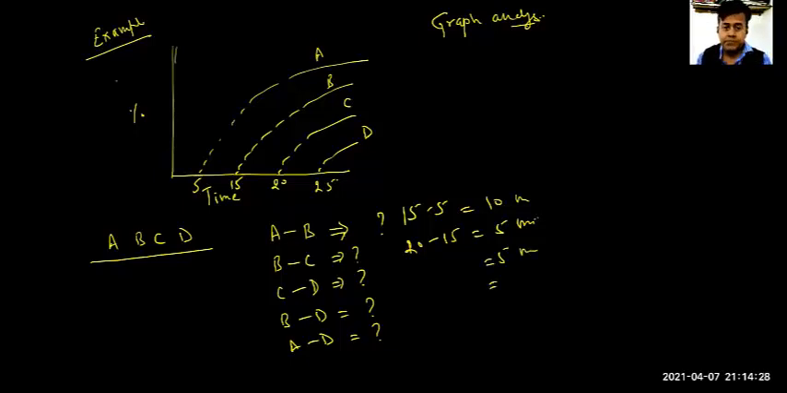B to D is 10 minutes. A to D is 20 minutes. B to D is 25 minus 15, and A to D is 25 minus 5, 20 minutes. So I think this is very clear to you, right?